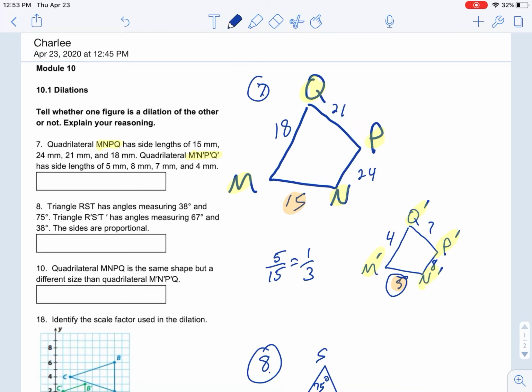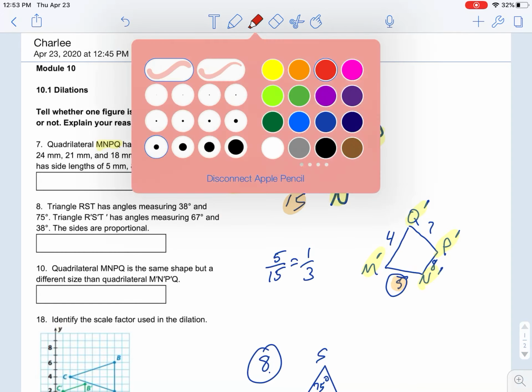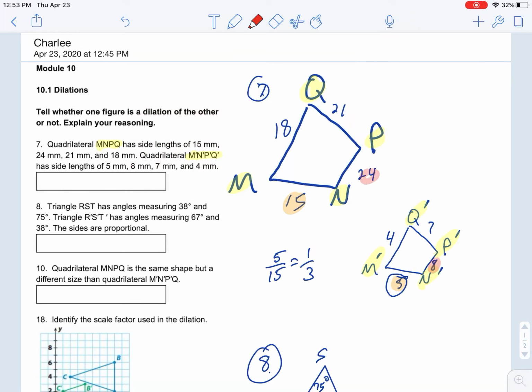Then you're supposed to do that with every pair of sides. So let me color coordinate. This 8 goes with that 24. If you make a fraction out of that, 8 over 24 reduces again down to 1/3. You're supposed to do this with every pair of sides. You can't just do a couple and then make a conclusion, because they trick you by doing not all the sides quite right. So here we got 7 over 21. You can reduce 7 over 21 down to 1/3.